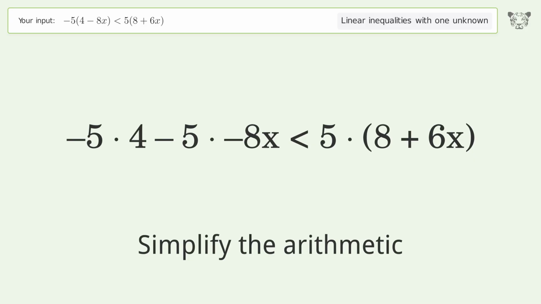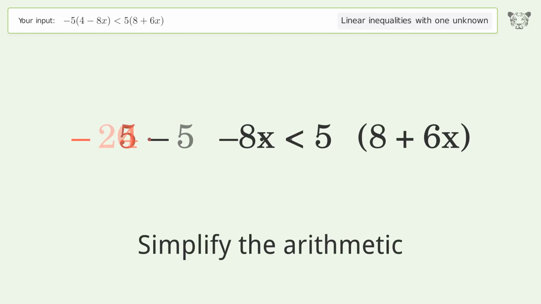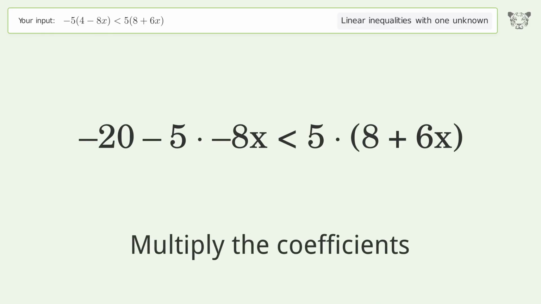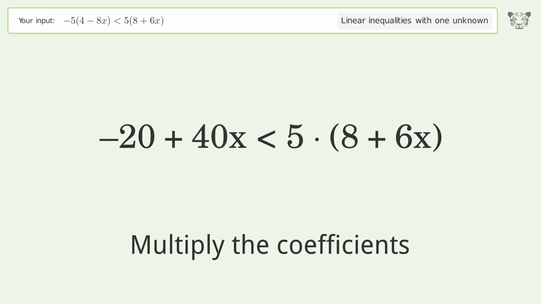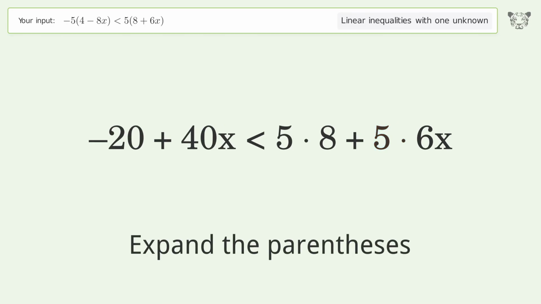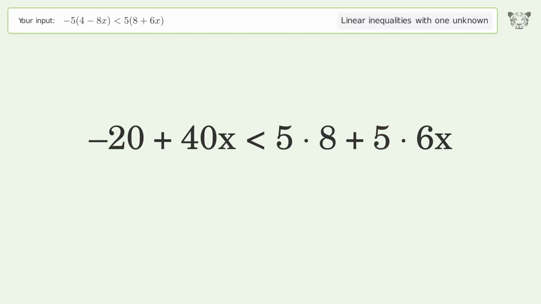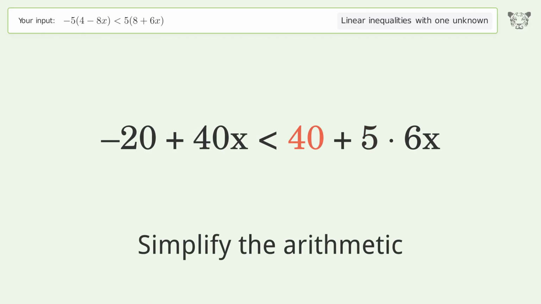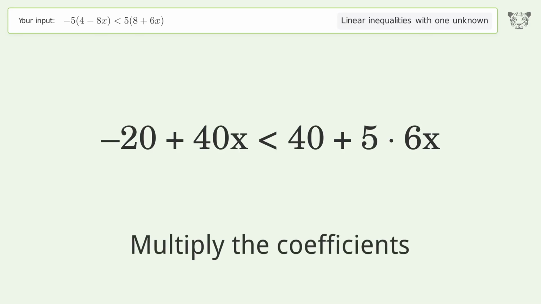Simplify the arithmetic. Multiply the coefficients. Expand the parentheses. Simplify the arithmetic. Multiply the coefficients.